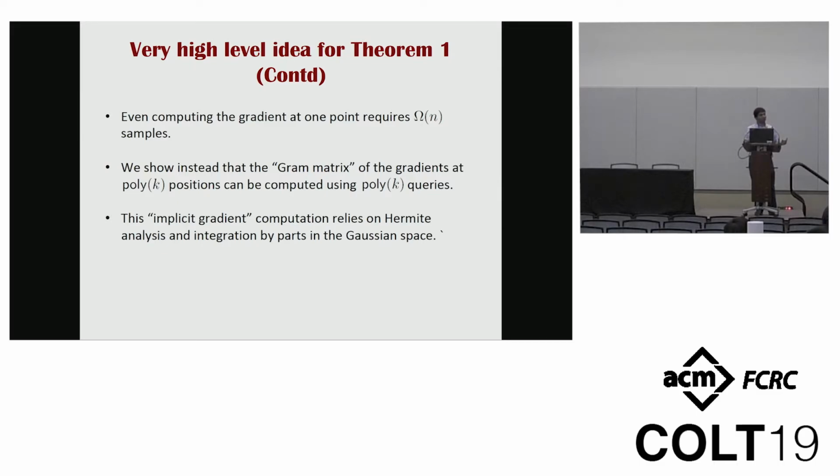But then you think about it, wait a minute, I'm not trying to evaluate the gradient. I'm just trying to determine whether the gradients lie on a k-dimensional space or not. So you're trying to evaluate the Gram matrix of the gradients. And this Gram matrix can somehow implicitly be evaluated by relying on the integration by parts formula in Gaussian space. If you have seen it, great. If you have not seen it, this is what underlies Stein's method to prove limit theorems in probability.